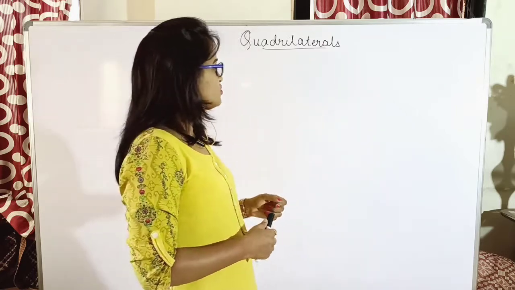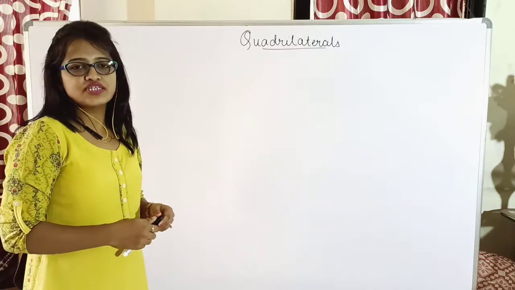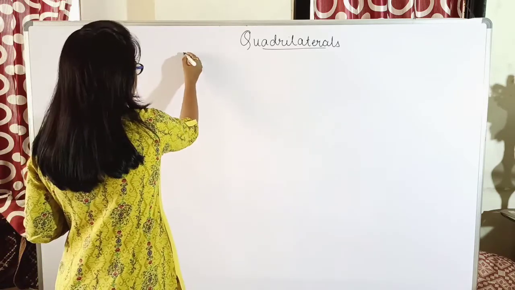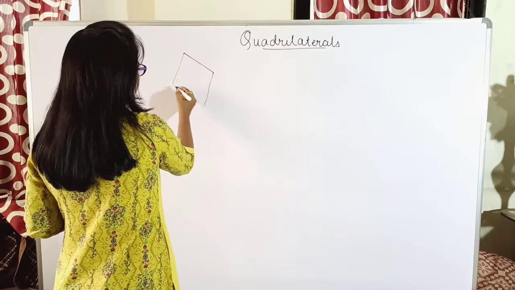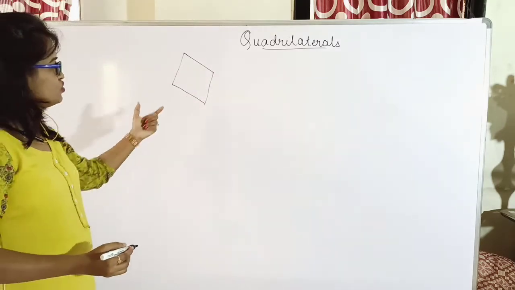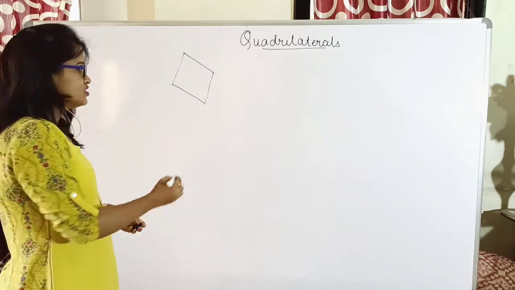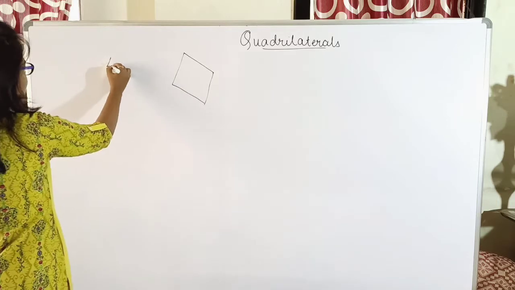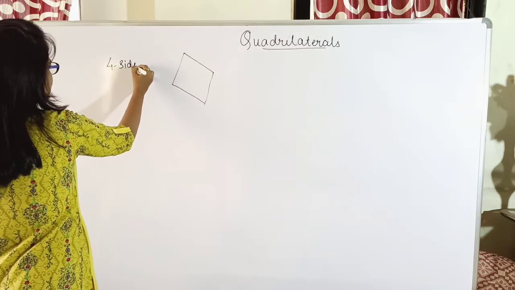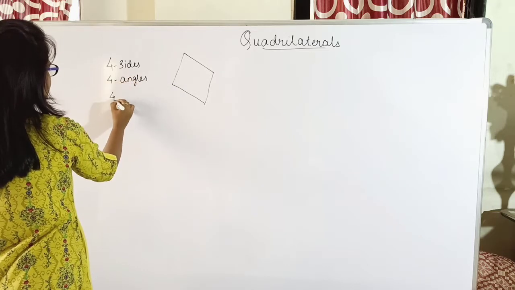Okay, so before proceeding to that, what is the definition of quadrilateral? Yes, a polygon with four sides is termed to be a quadrilateral, isn't it? Okay, suppose I draw a polygon which is having four sides. So is this a quadrilateral? Yes. So what does it have? It has four sides, it has four angles, and it has four vertices, isn't it?